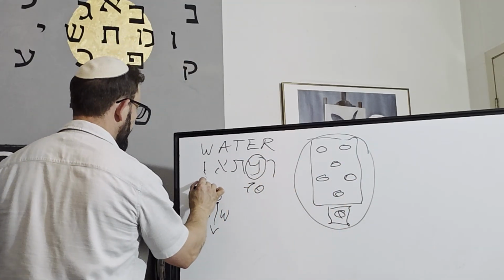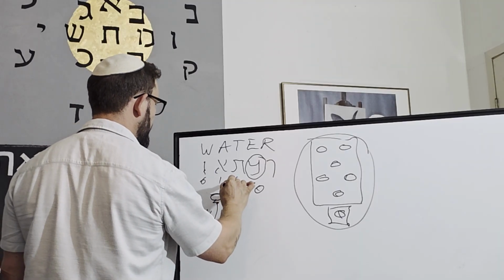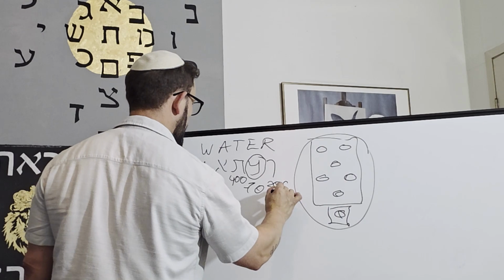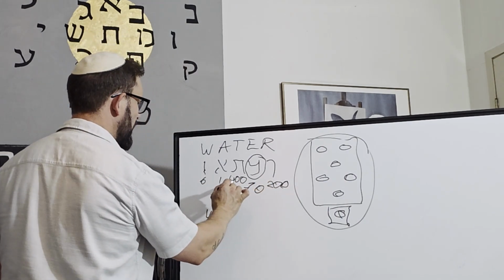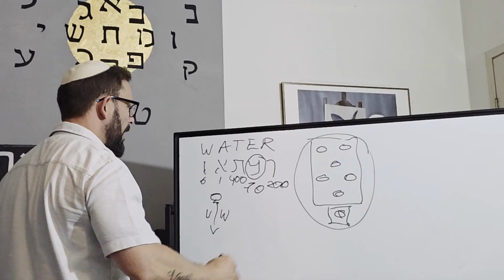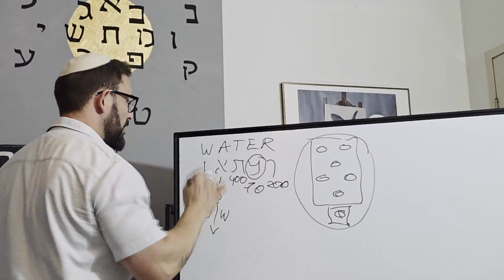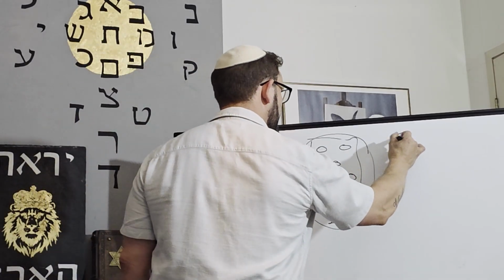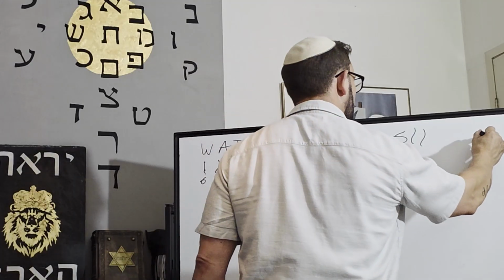Now, if we look at the Vav is a 6, the Aleph is a 1, that's a 400, and the Reish is 200, right? Then we get 200 plus 400, 607. 1, 2, 3, 4 letters. 607 plus 4 is 611, which is the value of Torah, right?